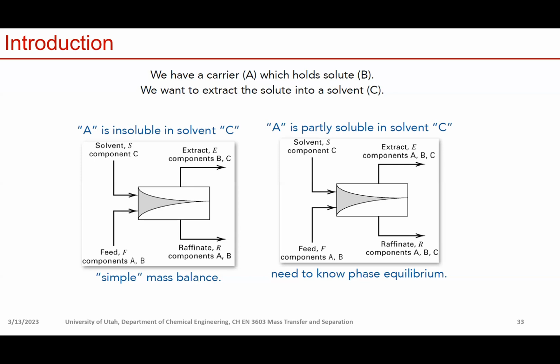So we will have an extract stream that contains A, B, and C. Meanwhile, we will have a raffinate stream that contains A, B, and C. The reason is, if A is partially soluble in C, then vice versa, C is partially soluble in A. We will have some C being dissolved in the feed stream, coming out as raffinate.